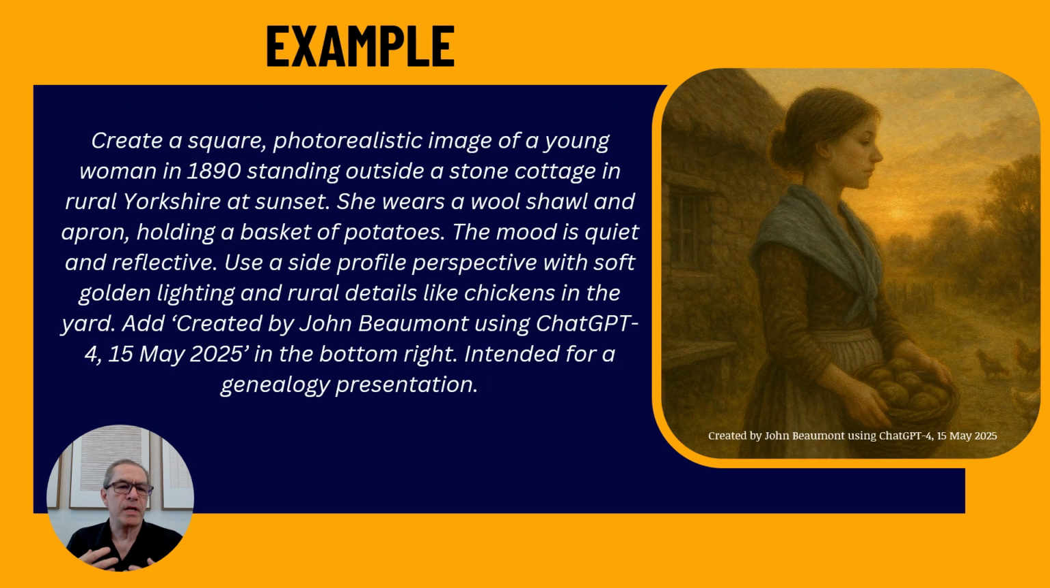Now let's look at what an example would be. And this is a very basic example. Create a square photorealistic image of a young woman in 1890 standing outside a stone cottage in rural Yorkshire at sunset. Now here's some details. She wears a wool shawl, an apron. She's holding a basket of potatoes. And here's the mood. The mood is quiet and reflective. Use a side profile with soft golden lighting, rural details like chickens in the background, and then we add a citation in there. And I've told it what I intended it for, and you can see the citation.